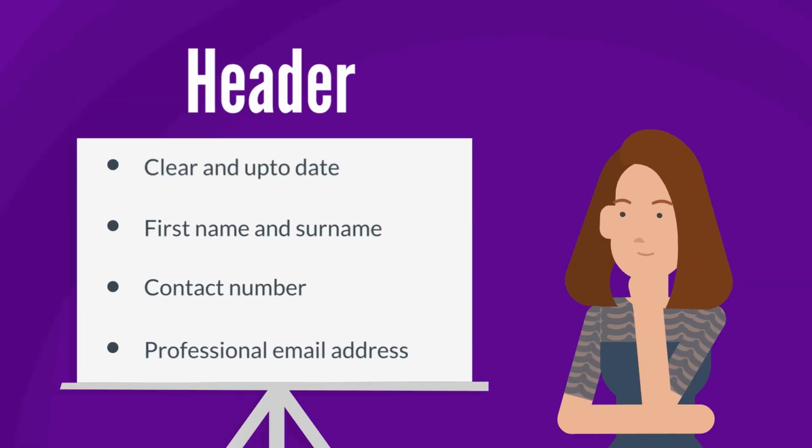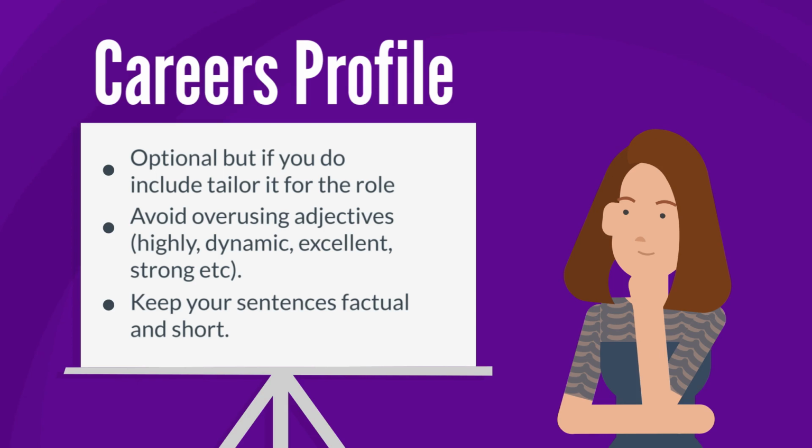So let's start with your header. This should include up-to-date contact details, ensuring that they are clearly written and correct. You will have your first name, your surname, your contact number, and include a professional email address, such as your name. You could then have a careers profile or summary, which is an optional section of your CV.